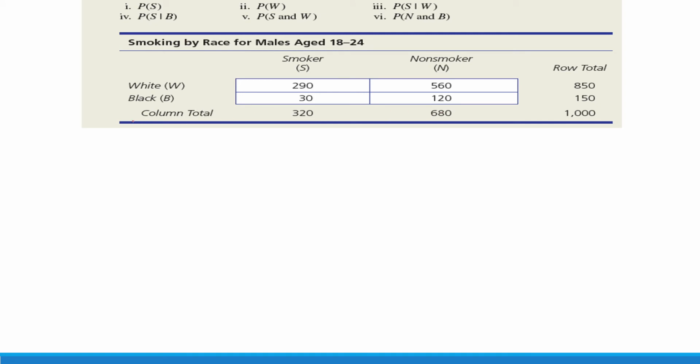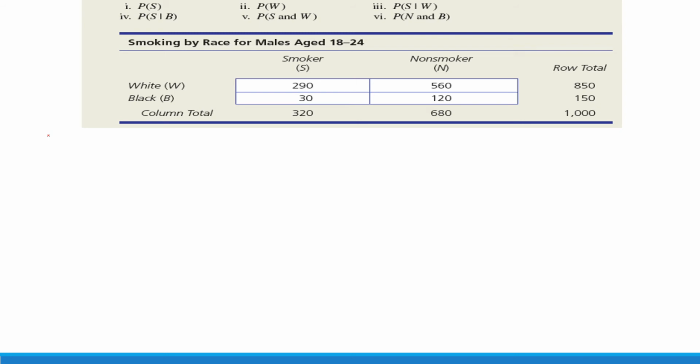Also in the contingency table we have to consider the totals, the column totals and the row totals, because if we want to calculate what's called the marginal probability, we would consider these totals. And of course we have the grand total that represents the total number of observations included inside the sample.